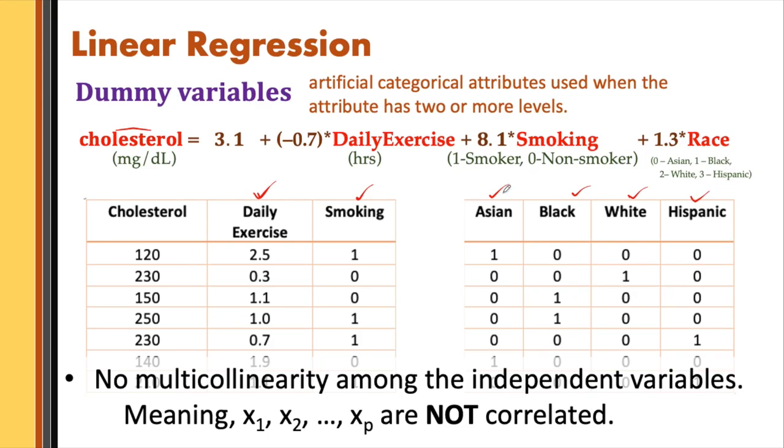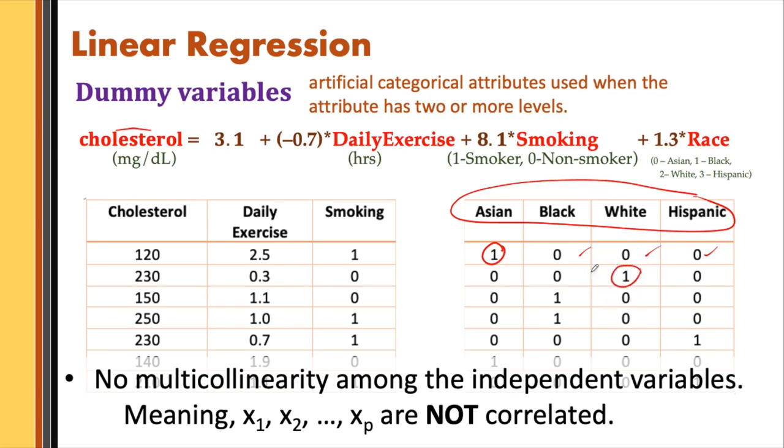Daily exercise has nothing to do with being Asian, Black, White, or Hispanic. Smoking doesn't have to do with any of this. So we're free with these 2 variables. However, when we refer to the dummy variables, these 4 are dependent on each other. Because your response here would depend if these 3 are 0. This is 1 because these 3 are 0. This is 1 because these 3 are 0. The response in any of these attributes on race would depend on the response on one dummy variable.